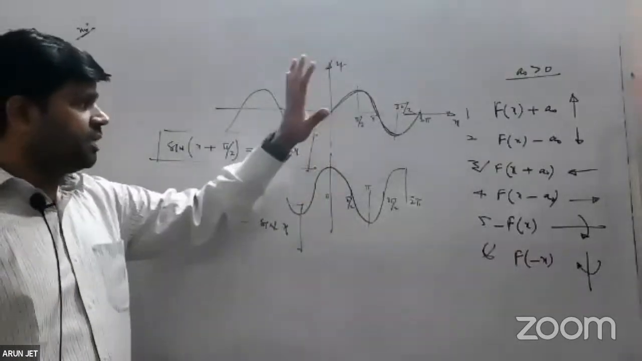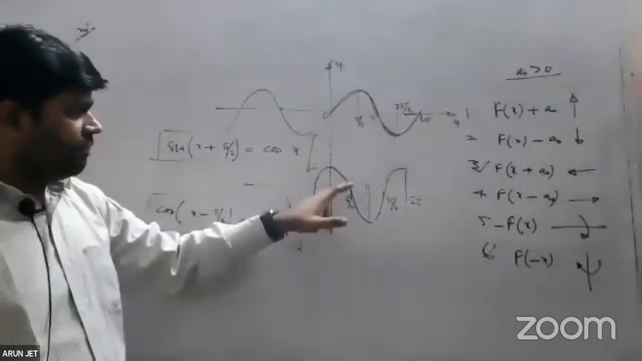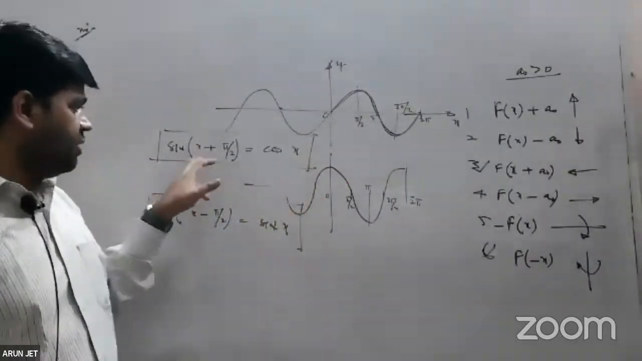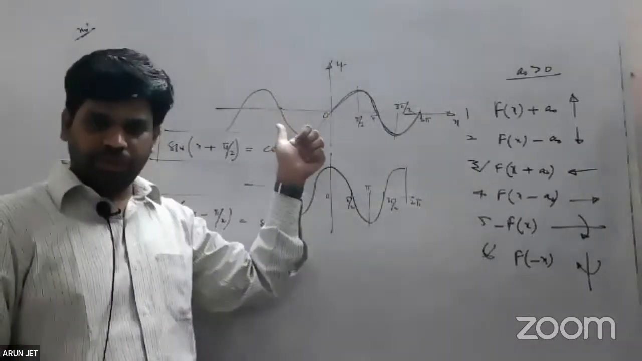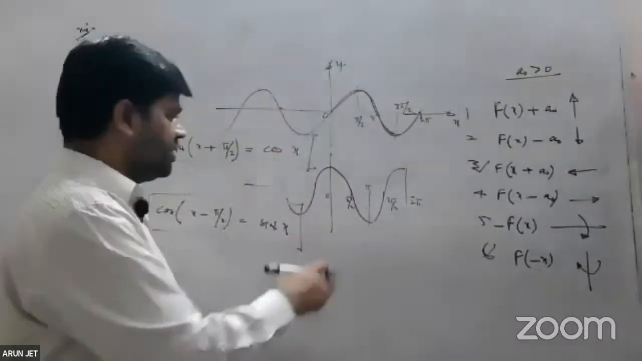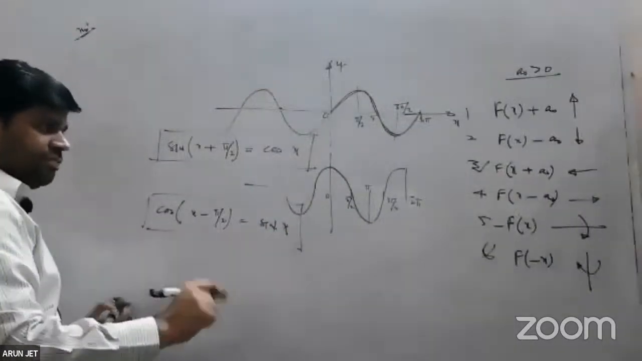If I know the sine curve looks like this and cos looks like this, one is a shift of the other by pi by 2. So sine of x plus pi by 2, which is shifting the sine towards left by pi by 2, is cos. Shifting the cos towards right by pi by 2 is sine. Now let us shift some more functions.